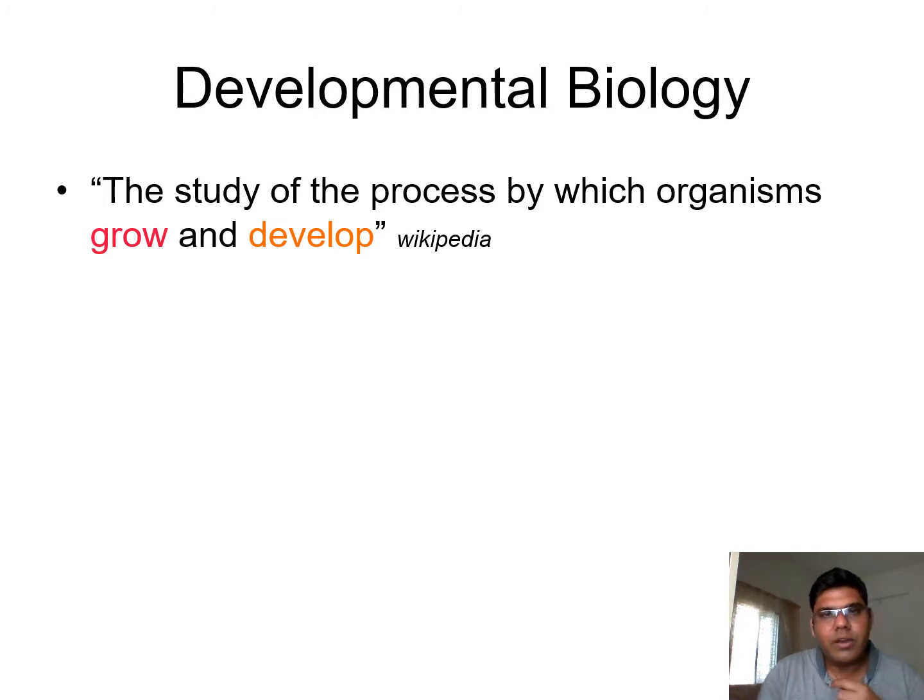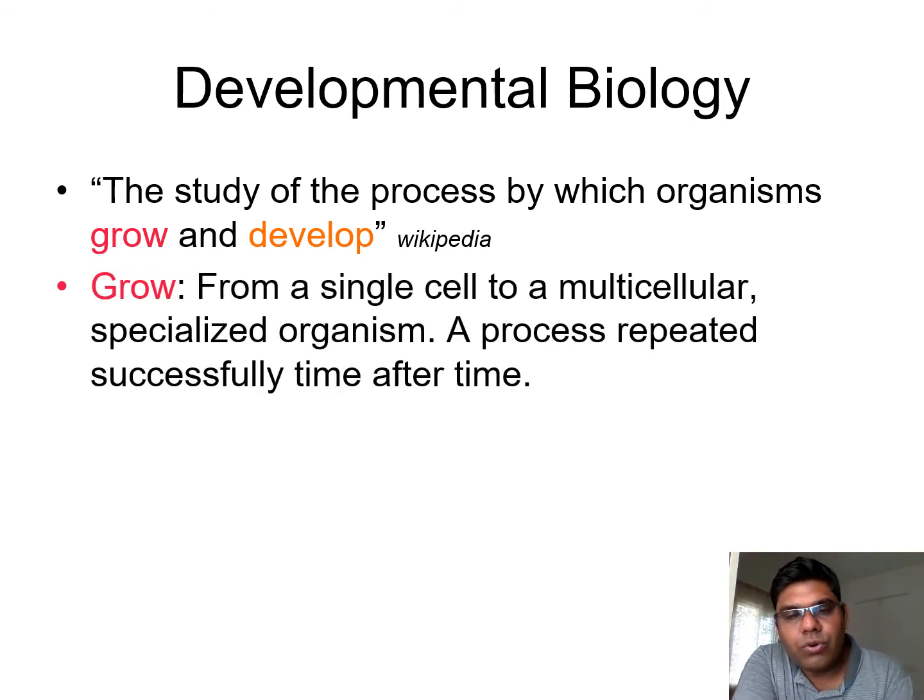So developmental biology, the Wikipedia definition of developmental biology, is the study of the process by which organisms grow and develop. So what is this growth and development? The growth refers to the fact that from a single cell, that is the fertilized egg, the multicellular organism is formed with different types of cells which are specialized, and they form the complete organism.